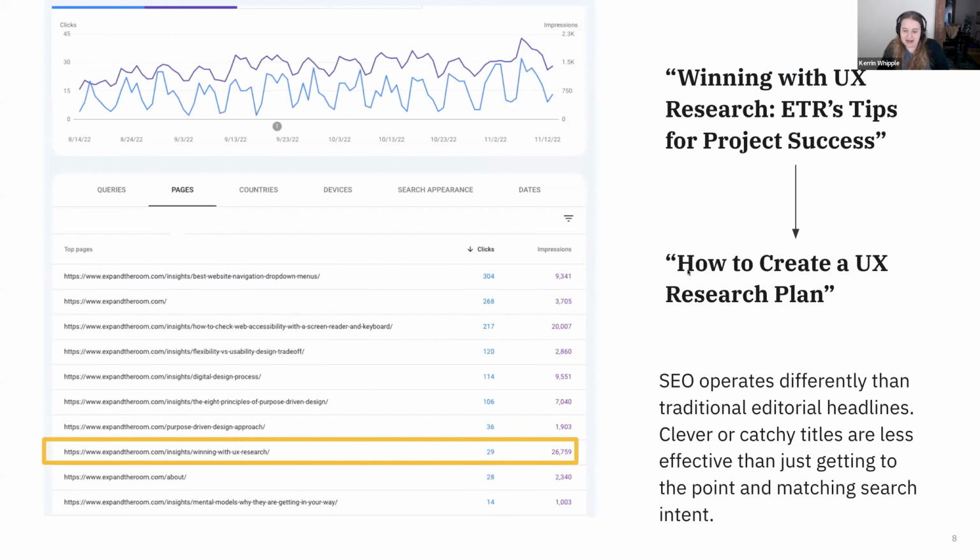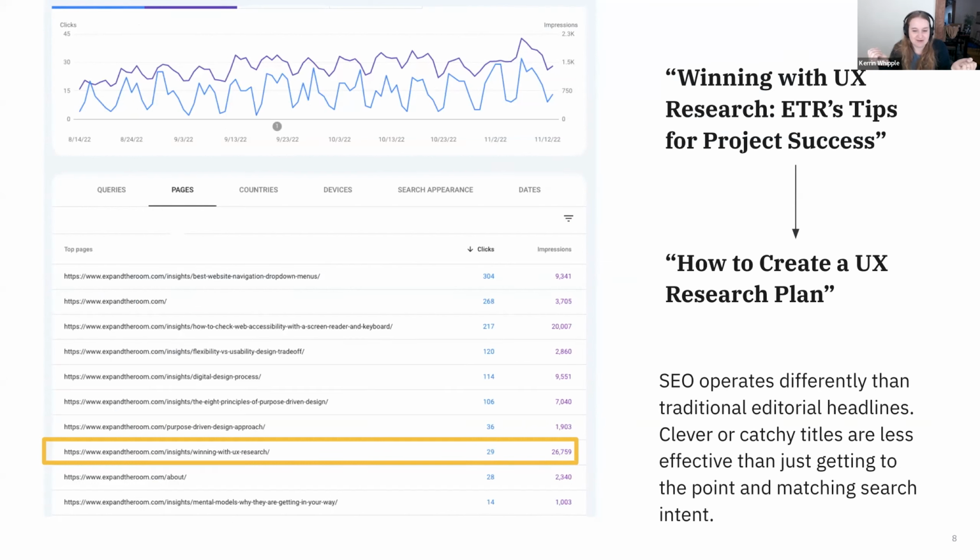I really feel like SEO on the web operates differently than your traditional editorial headlines, where in a magazine or a newspaper, you might want to do something clever or catchy because people already have your magazine in their hands, and how can we draw them in? But in this sense, I think people are not looking for editorial flair. They're looking to get the information that they need.